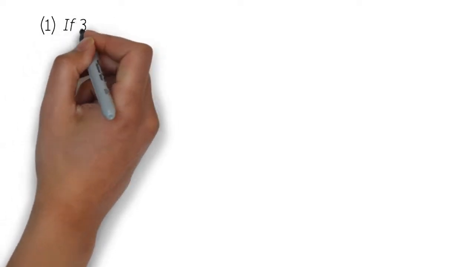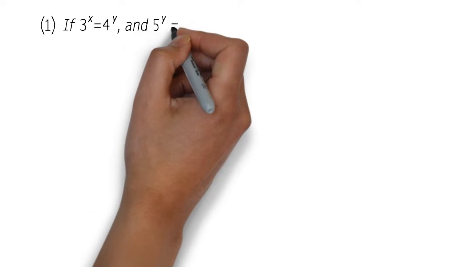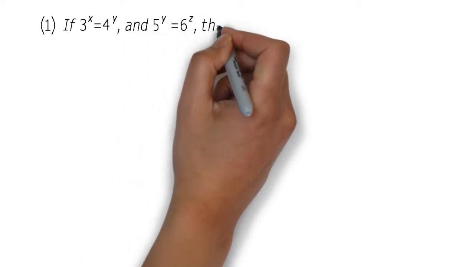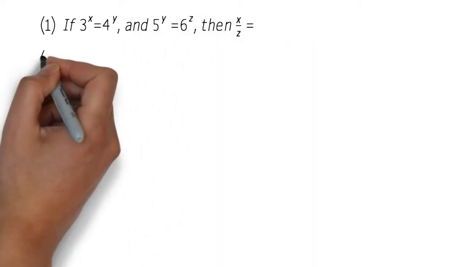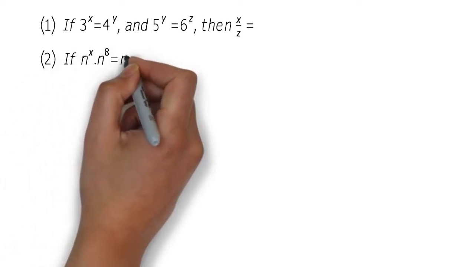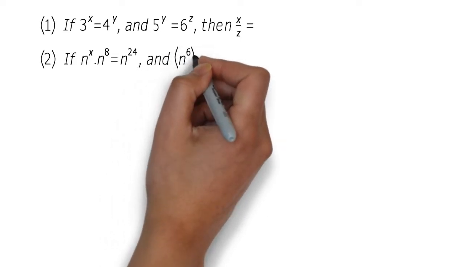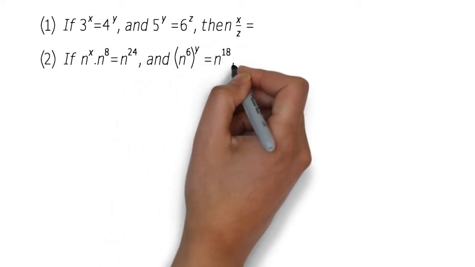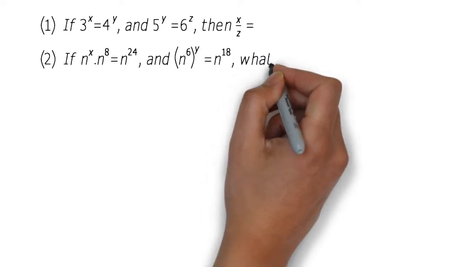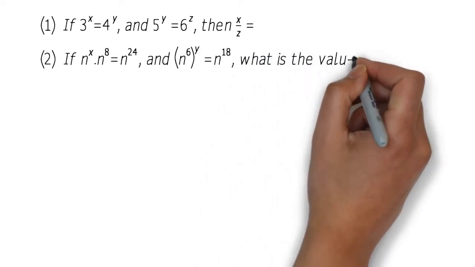Now, question 1. If 3 to the power of x equals 4 to the power of y, and 5 to the power of y equals 6 to the power of z, then what is the value of x over z? Question 2. If n to the power of x dot n to the power of 8 equals n to the power of 24, and n to the power of 6 bracket the power of y equals n to the power of 18, what is the value of x plus y?